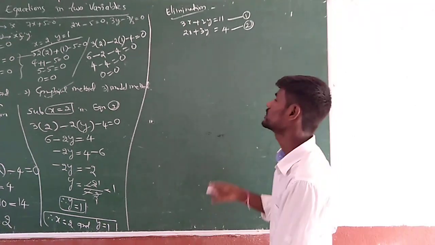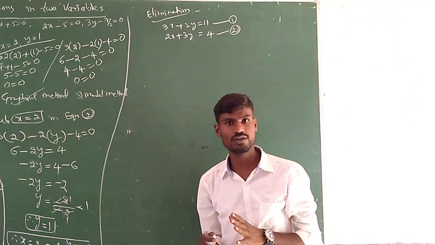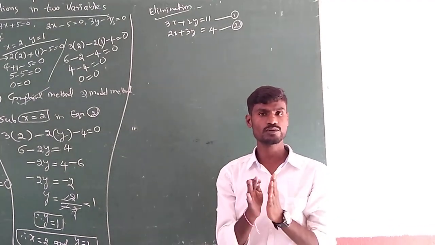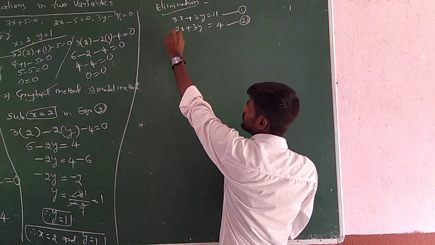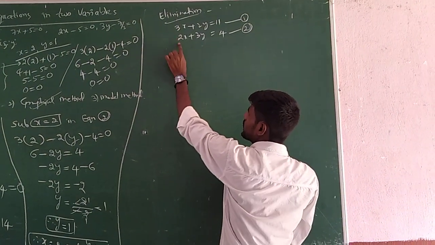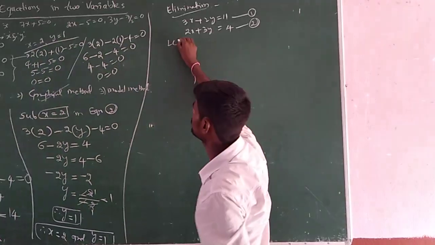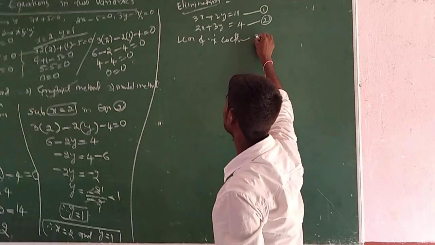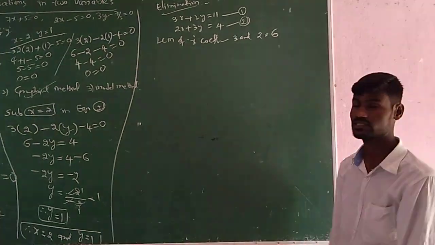Let us see here. In equation 1 and equation 2, which variable do you want to eliminate? Means what variable do we want to eliminate first? You need to observe those coefficients. Suppose I want to eliminate the x variable here. What are the coefficients of x in equation 1 and equation 2? 3 and 2. So take the LCM of 3 and 2. The LCM of the x coefficients 3 and 2 is 6.